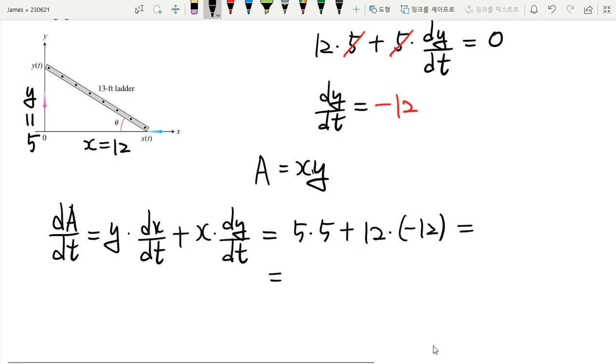Make the square and subtract in this case. Yep, 5 squared minus 12 squared is minus 119. So square feet per sec. That's the rate of change in the area of this triangle. So because of this minus sign, we can see that the triangle area is decreasing.